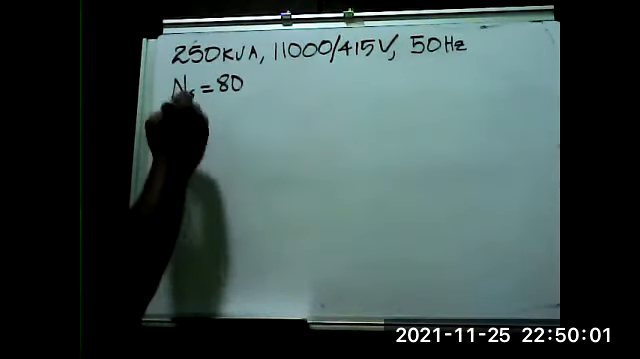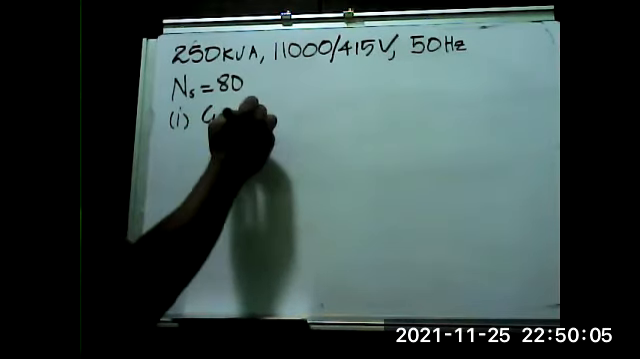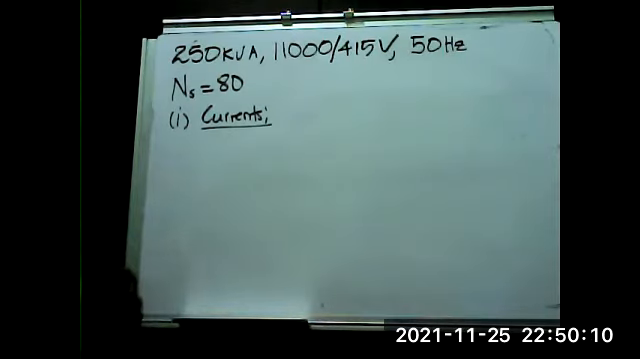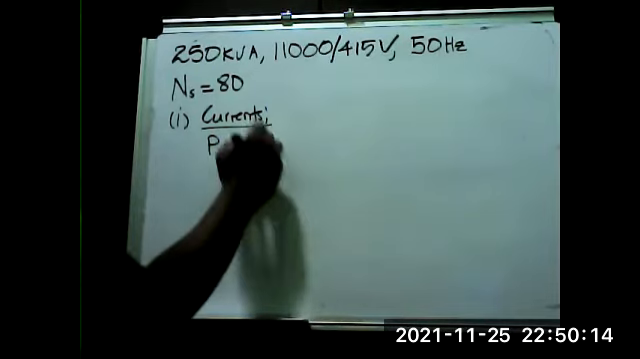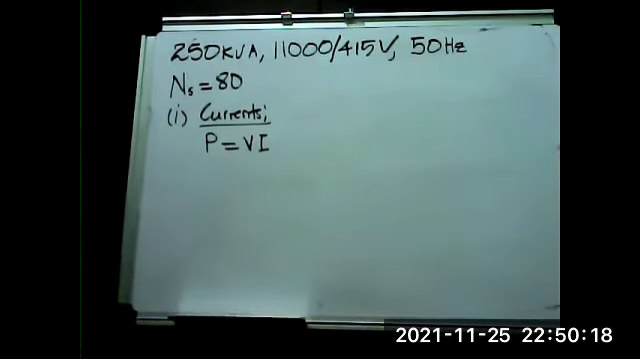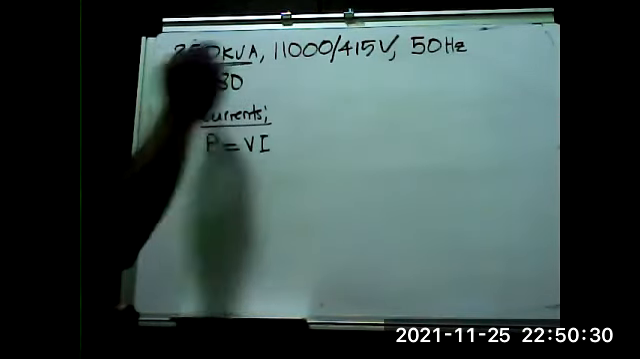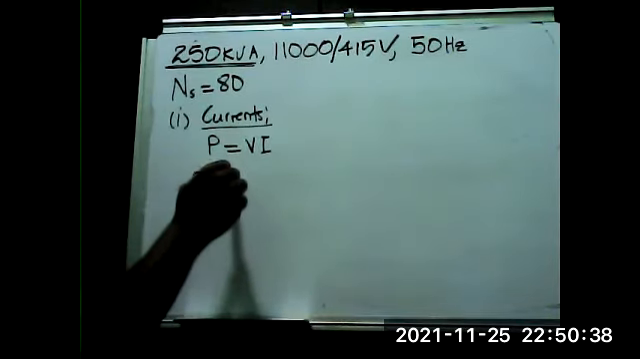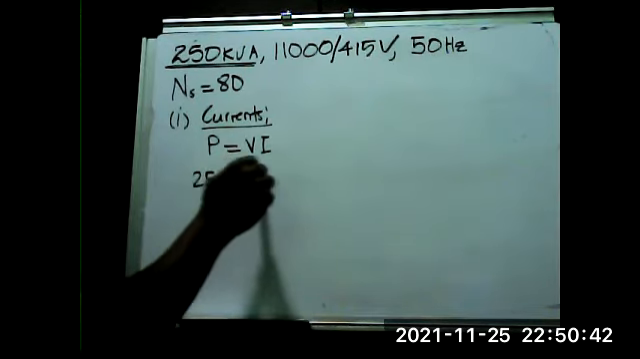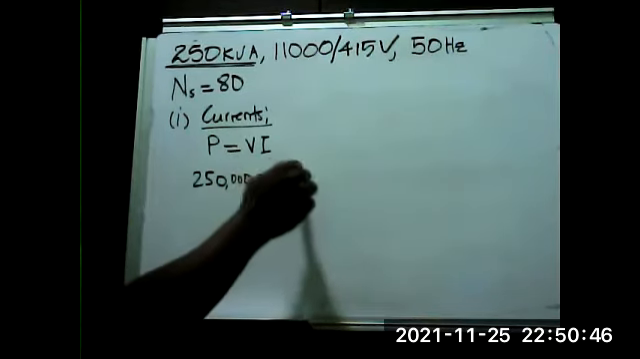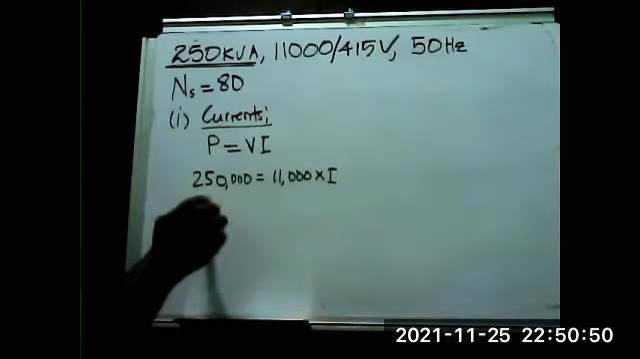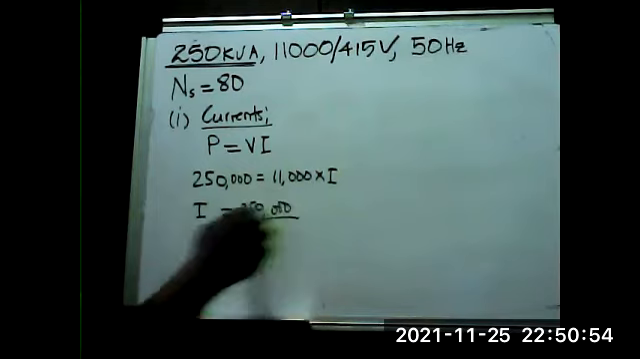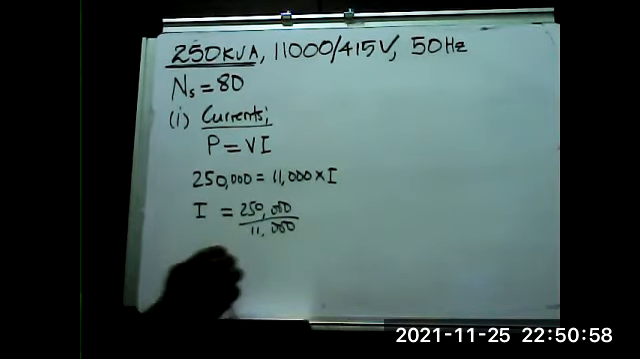Good. So we'll start with the currents. Power is equal to VI. Have they given us the power factor? No. Okay, fine. So power is voltage multiplied by current. Since the power factor is not given, that is your power. So on the primary, 250,000 should be equal to 11,000 multiplied by current. So current will be 250,000 divided by 11,000. What is I?